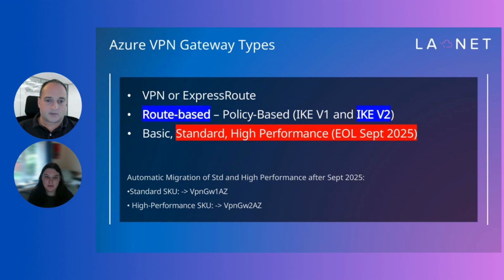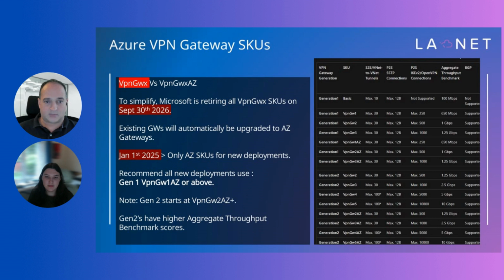And there's also a notice here on some retiring services as well. So you used to get basic, standard, and high performance. They're getting rid of standard and high performance, and they're end of life at the end of September 25 as well. If you haven't done anything with those, they'll automatically get migrated to one of the newest SKUs. As you can see below, if it's a standard, it'll go to VPN GW1 AZ. If it's a high performance one, it'll just move to the number 2 version of the same type of SKU there. And which leads us on to the next slide, which talks a bit more about SKUs.